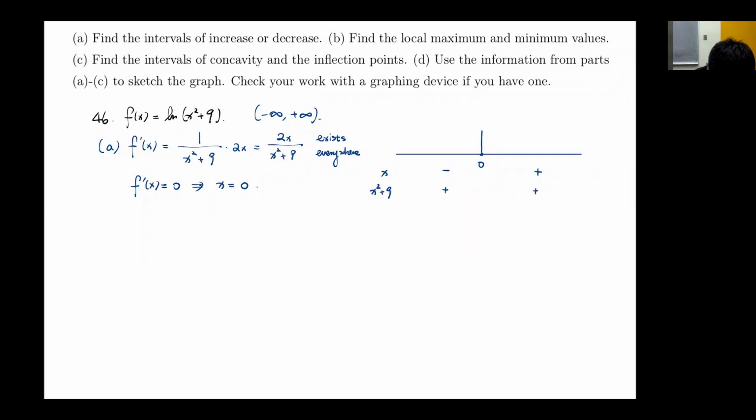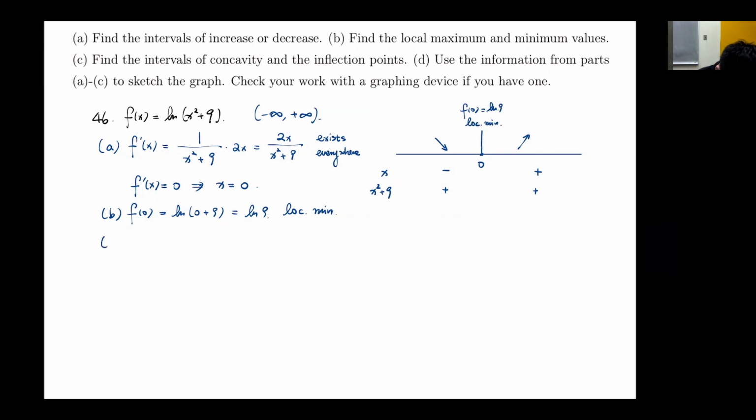As a result, we know that the function will be decreasing when x is less than 0 and increasing when x is greater than 0. So that will be the answer to part A. For part B, the only thing we need to do is to compute f of 0. So f of 0 equals the natural log of 0 plus 9, and the answer will be natural log of 9. And from the first derivative test, we can see that this is actually a local minimum. Let's keep that information over here because we will need it for graph sketching. All right, so that answers part B.